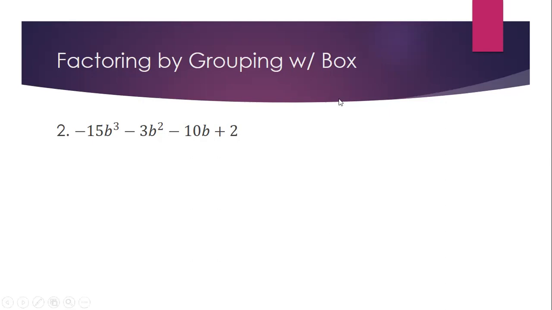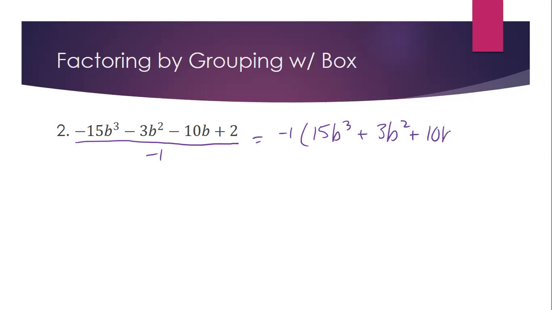All right, here we go. So is there a GCF? Is my leading term positive? Oh no. So when that happens, I have to divide everything by -1 so that I can follow through. So I'm taking out -1. And now we have 15b cubed plus 3b squared plus 10b minus 2. Is my leading term positive now?